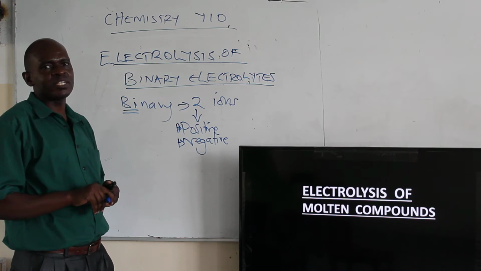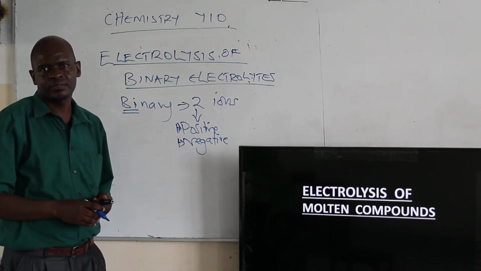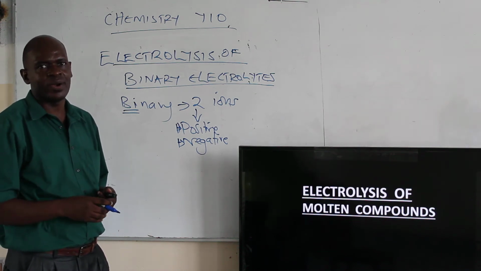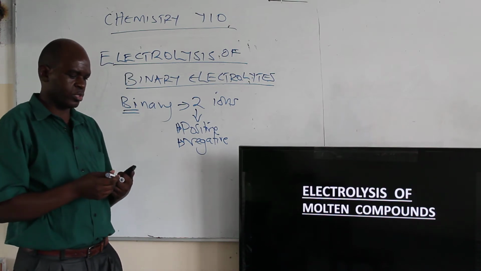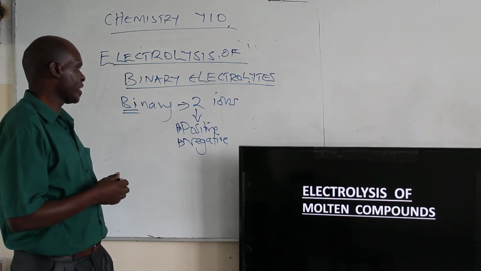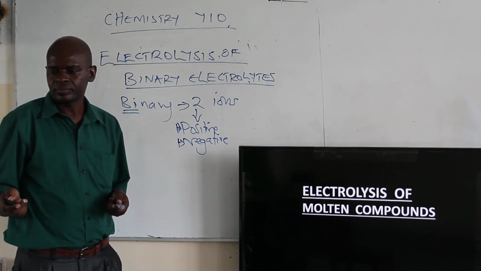Now that also means that you have some other electrolytes that might have more than two ions. We shall be looking at that in our chapters later on as we continue discussions. So for today, we are only focusing on an electrolyte that has only two ions.